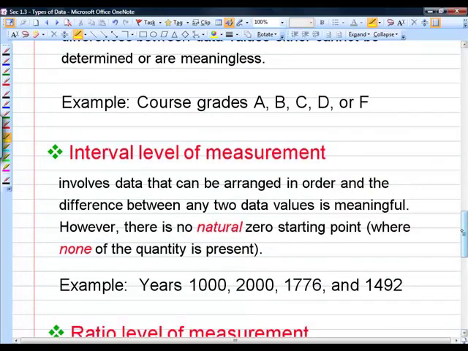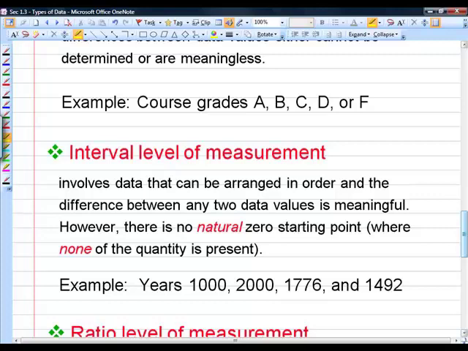Interval level then kicks it up another level. This involves data that can be arranged in order, and the difference between two data values is meaningful. However, there is no natural zero starting point where none of the quantity is present. An example would be years. We have year 1000, year 2000, 1776, and 1492. What happened in 1776? Declaration of Independence. I'm proud of you. 1492? Columbus sailed the ocean blue.